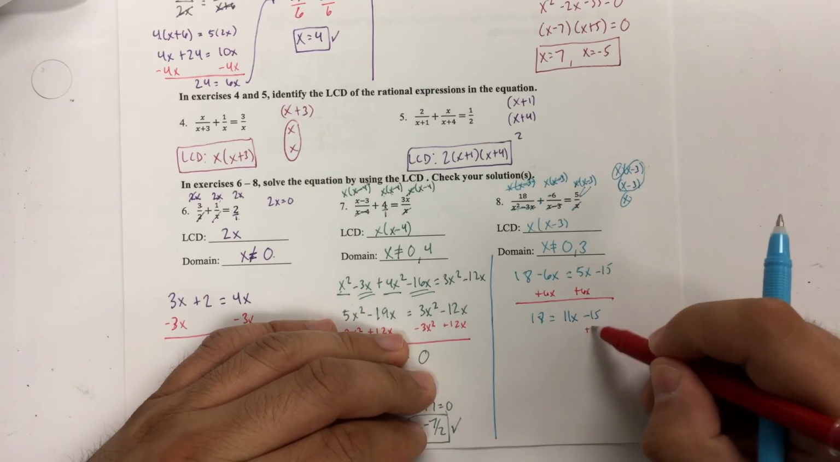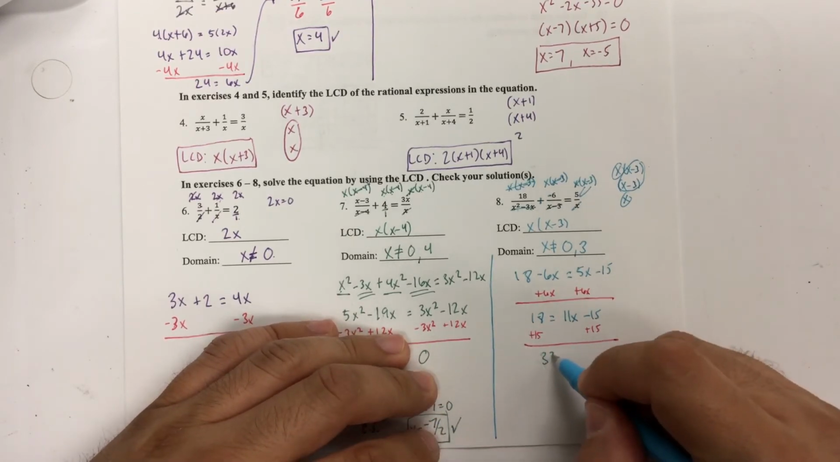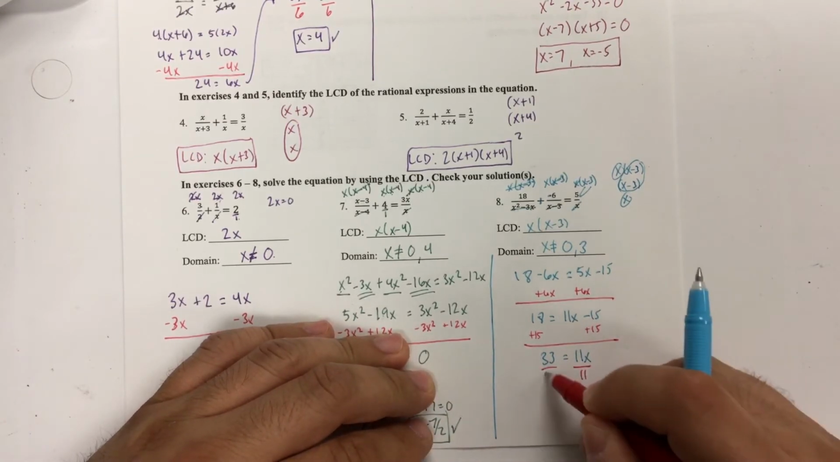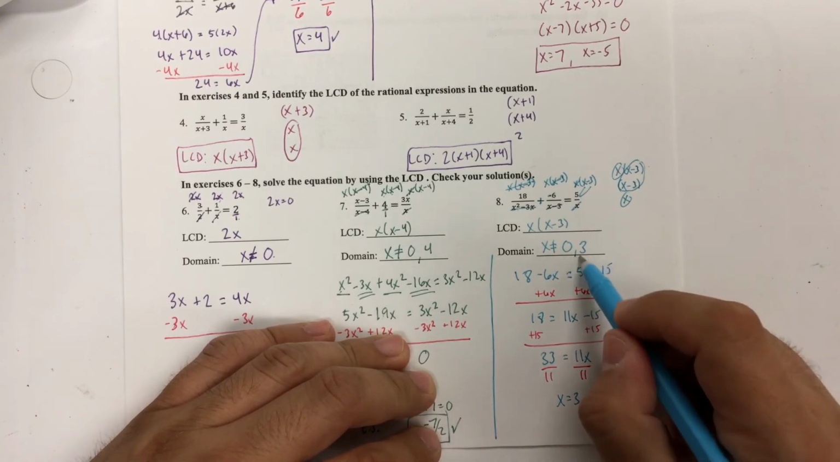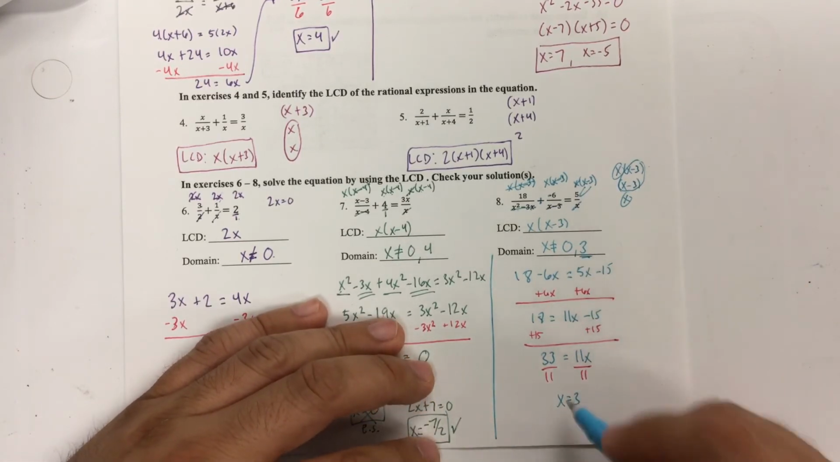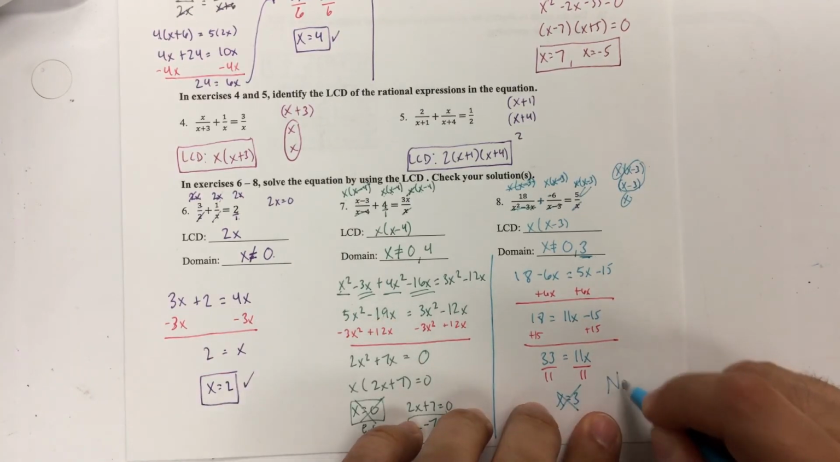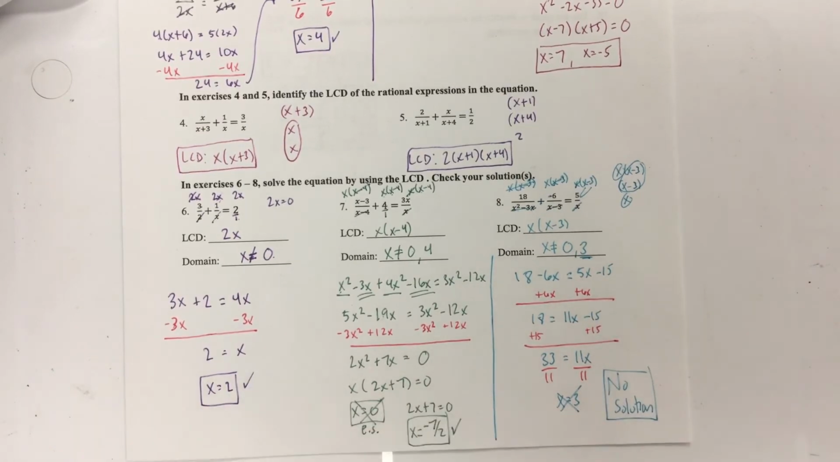I'm going to add the 15 back to the other side. So we have 33 equals 11x. And then last, we can divide by 11 on both sides to isolate the x, and we get x is equal to 3. Now the problem with that is my restriction says x cannot equal 3. So we cross this out. There are no more answers, so in this case, your answer will be no solution, since no answer actually exists. All right, let's go ahead and take a look at the back problems.